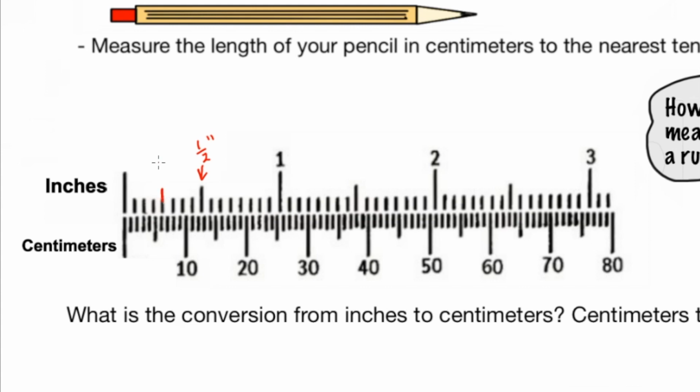So we have a half inch, which is half of 1 inch, obviously. A quarter is halfway from 0 to a half. An eighth is half of a quarter, and a 16th is half of 1/8. So there are 2 halves, 4 quarters, 8 eighths, and 16 sixteenths.